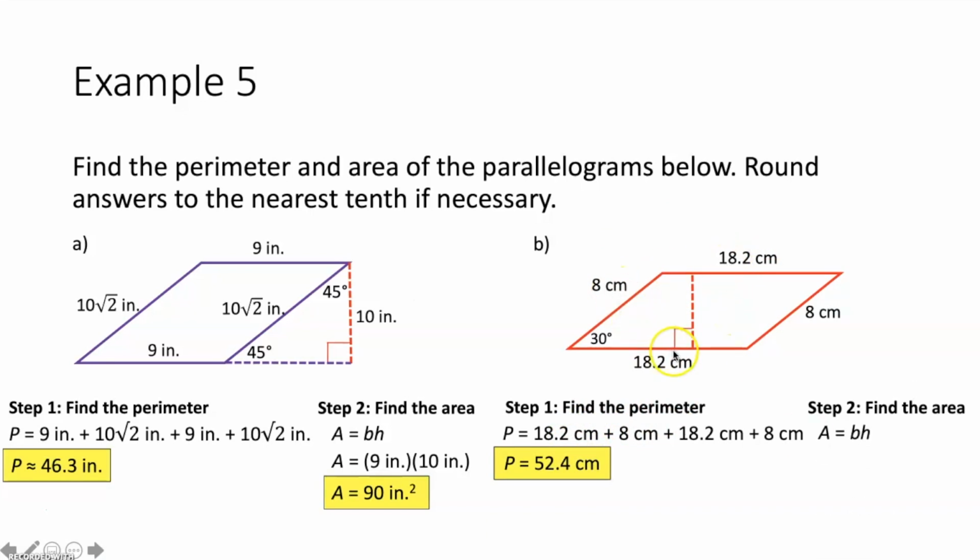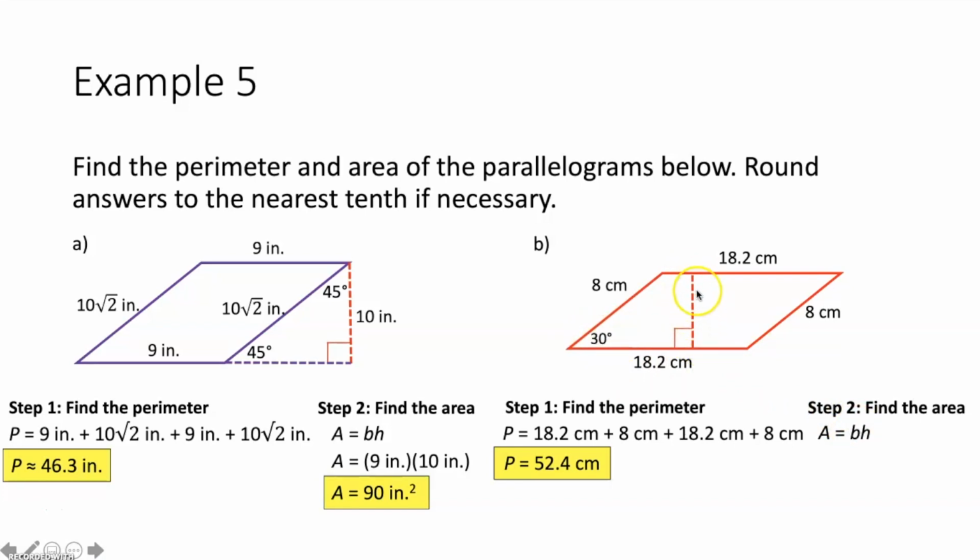Now remember, technically any side length could be our base here, but our base has to be perpendicular to our height. And if this is our height, our base has to be the side perpendicular to that. So that would be this 18.2 centimeters. So that's going to go in for our B. But what about our height? It's not given. Well, what we are given is this 30-degree angle right here.